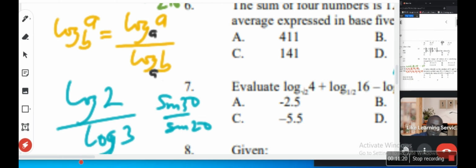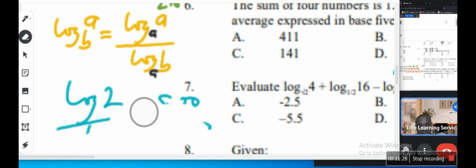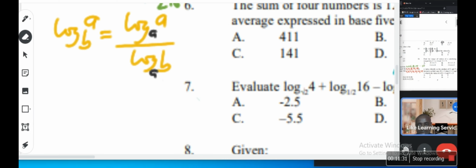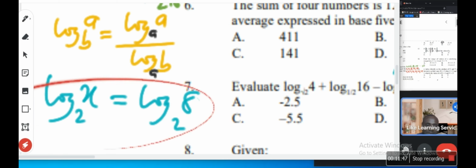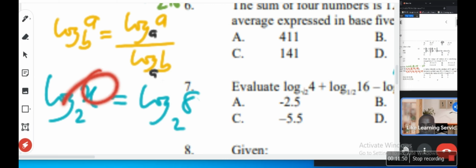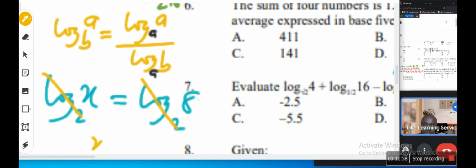Even if you think they are the same, the only time you can cross out is like the one I gave you. Let me write it out one more time. If you have, for instance, log x in base 2 is equal to log 8 in base 2, read out what I wrote in blue. Log x in base 2 is equal to log 8 in base 2. In this case, you can cross out log. This one is valid. So x is equal to 8.